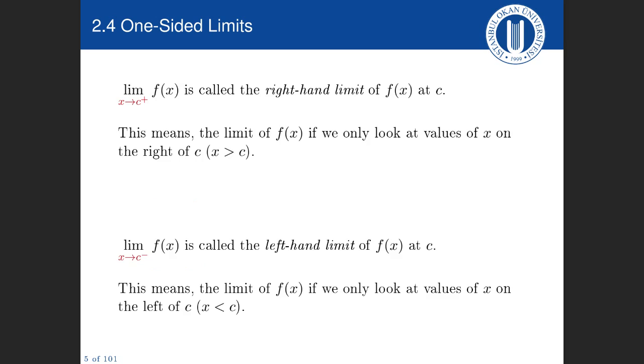The limit, with x arrow c plus underneath, of f of x is called the right-hand limit of f of x at c. And this means the limit of f of x as x tends to c, but if we only look at values of x on the right of c. And if I write the limit with x arrow c minus underneath of f of x, this is called the left-hand limit of f of x at c. And this means the limit as x tends to c of f of x, but if we only look at values of x on the left of c.